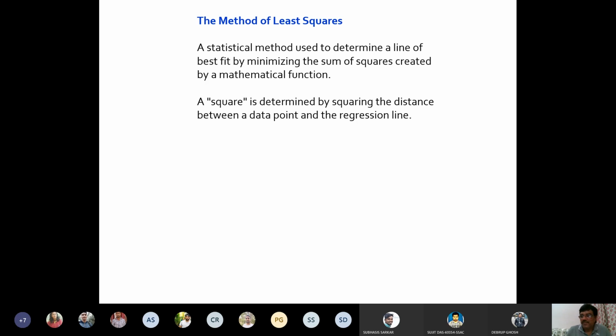So now let us see what the method of least square is, to find out the values of A and B, or to find out this line. It is a statistical method used to determine a line of best fit by minimizing the sum of squares created by a mathematical function. Means you will find the sum of squares of distances from the line. A square is determined by squaring the distance between a data point and the regression line. I will explain this, and maybe in the next slide you will get more clarity on the meaning of this.